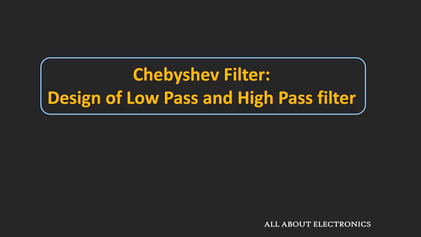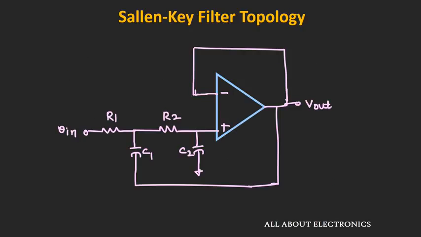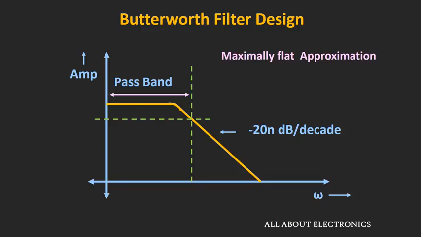So in the last video of filter design, we had seen how to design the low pass as well as the high pass Butterworth filters using the Sallen-Key filter topology. In that video, we had seen that this Butterworth filter has a flat pass band and the roll-off of this filter is at the rate of 20 dB per decade. That means if you are designing a fourth order filter, then the roll-off that you will get with this filter will be at the rate of 80 dB per decade.